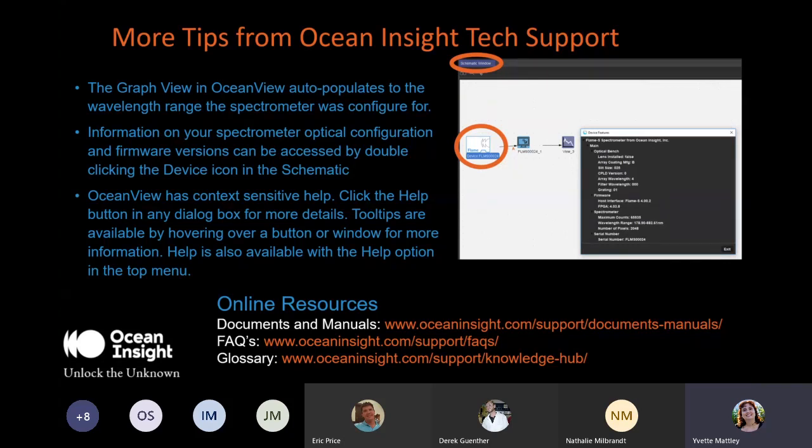The first is that the graph view that you get in OceanView is going to auto-populate to the wavelength range the spectrometer was configured for. In this case, your spectrometer is calibrated at the factory by our production team so that we know which pixel on the detector aligns with which wavelength. That is saved to your spectrometer itself. So when you start, OceanView learns everything it needs to know about that spectrometer that's attached, and it will make sure that your graph view shows the range that your spectrometer is valid for.